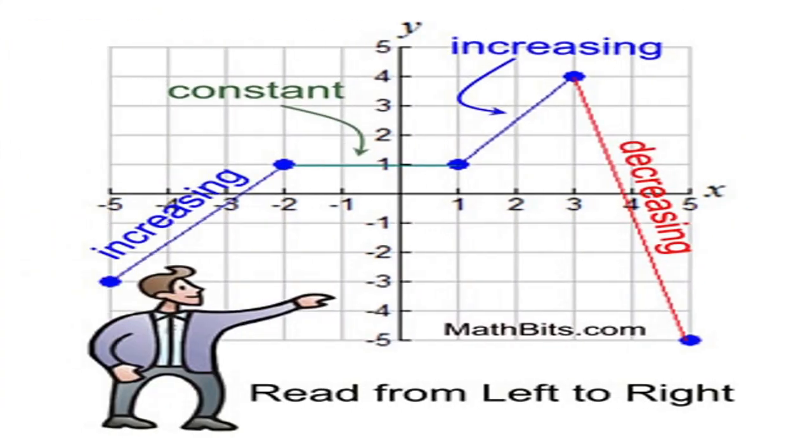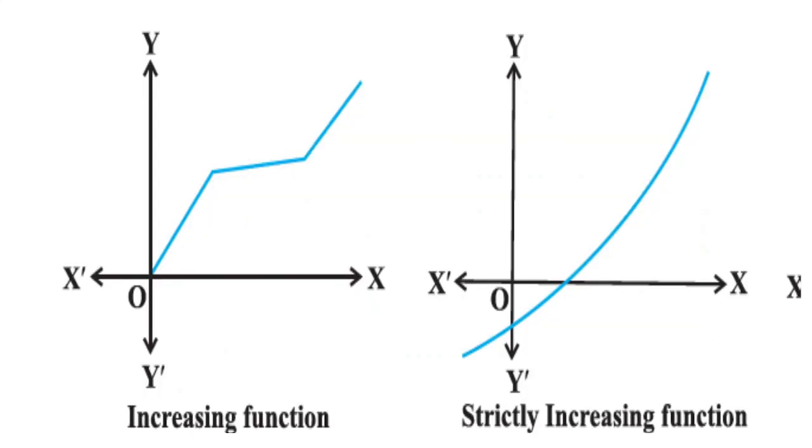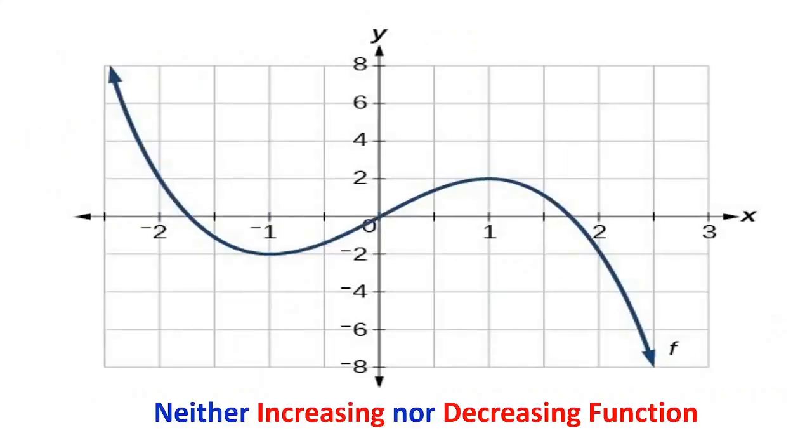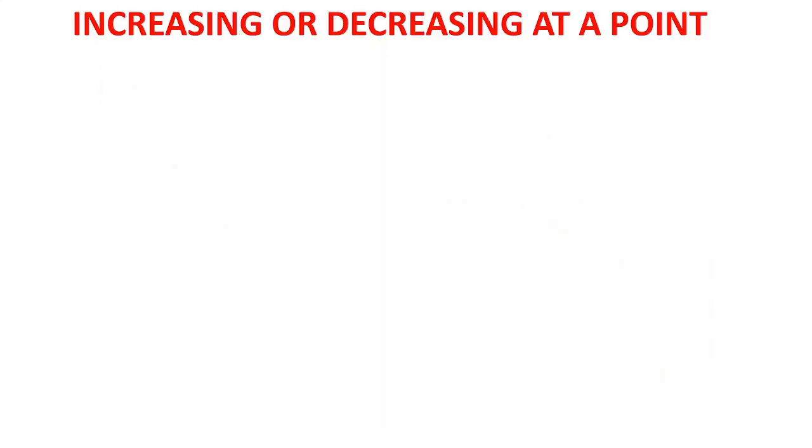Well, now let us see the increasing function and decreasing function. You just read from left to right. This is a diagram for an increasing function. This is a diagram for a strictly increasing function. And this is a diagram for a decreasing function. It comes down, and it is strictly decreasing. This is a function which is neither increasing nor decreasing, because it goes down, comes up, and then again goes down. Therefore, this type of function is called neither increasing nor decreasing.